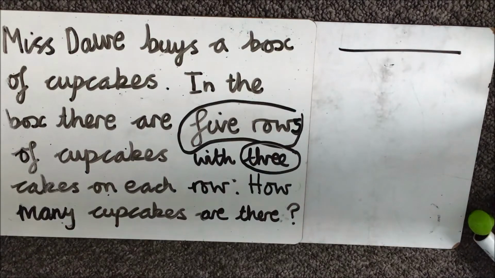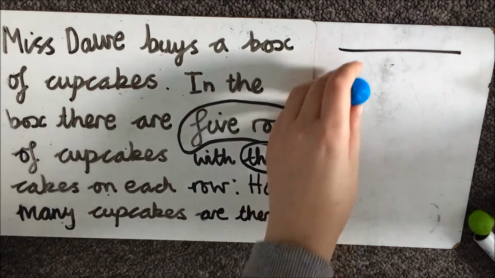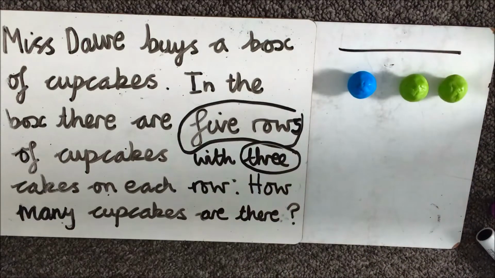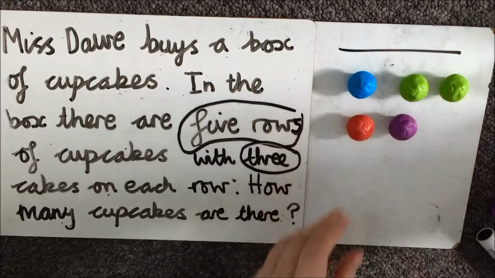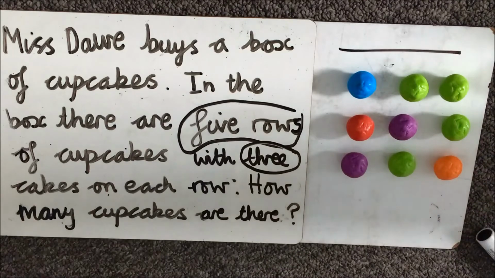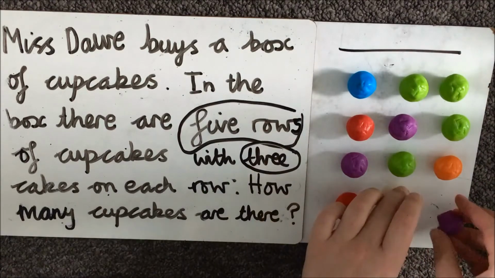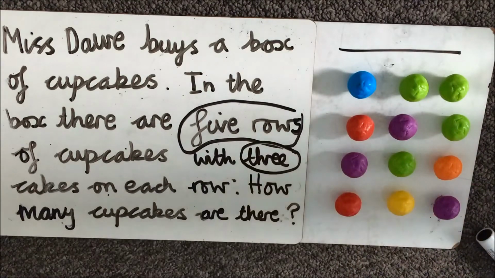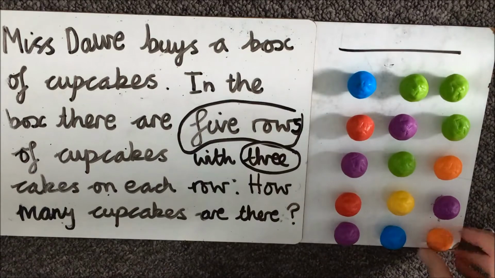Okay, let's have a go at doing it together. I've got 1 line of 3. Doesn't matter that they're different colours. 2 lines of 3. 3 lines of 3. Don't they look delicious? 4 rows of 3. Can you point to where my rows are? Yeah, I've got 1, 2, 3, 4. 5 rows of 3. Okay.